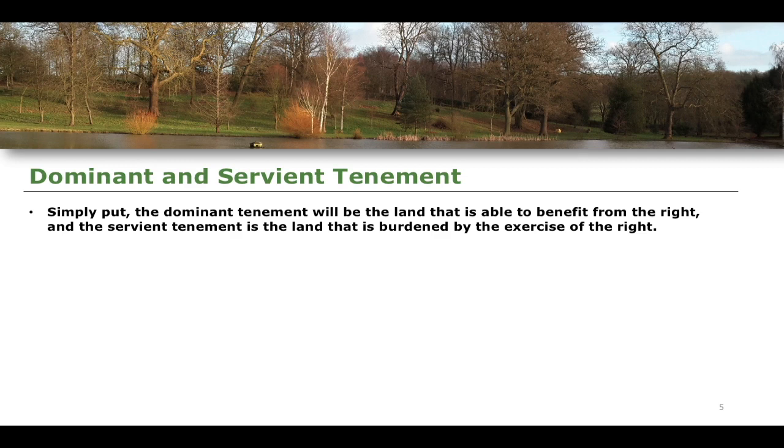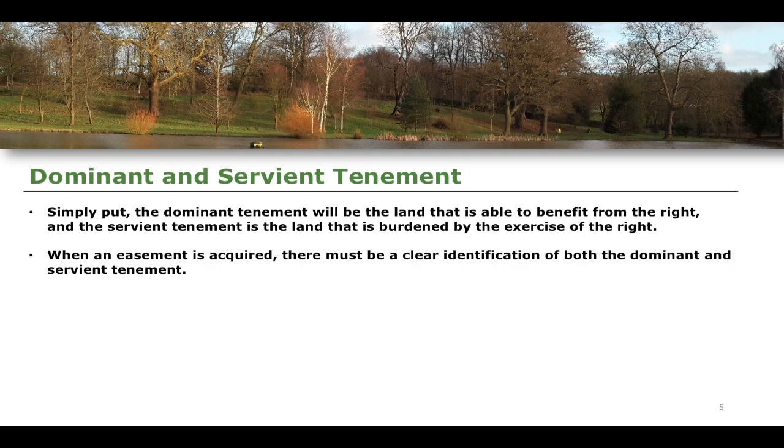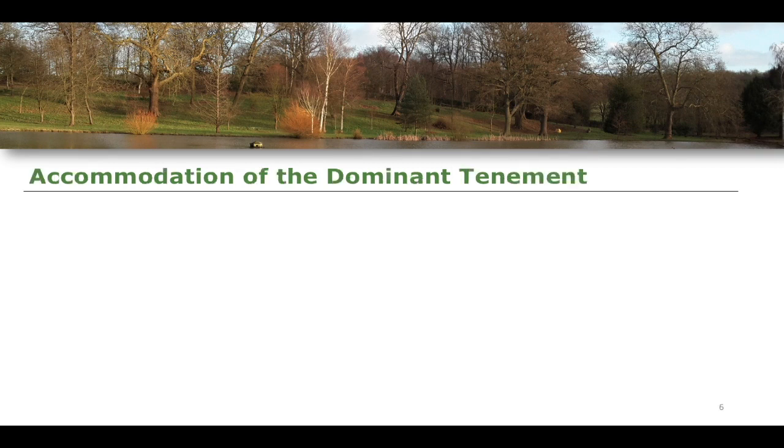My right of way over and into my property is burdening the servient tenement. It is burdening that piece of land. And as a result, the land that I own, the house, is the dominant tenement. It is the piece of property that is benefiting from the right over the servient tenement. That's simply how it works. When an easement is acquired, there must be a clear identification of both a servient tenement and a dominant tenement. There has to be two pieces of property. One is servient, one is dominant.